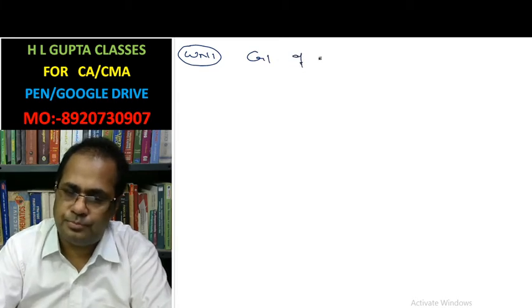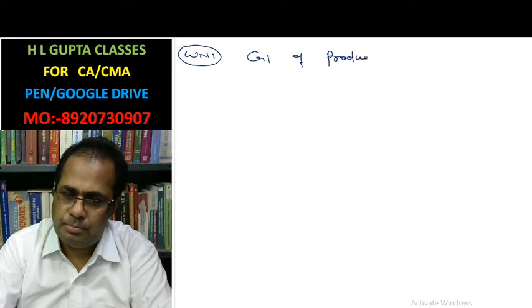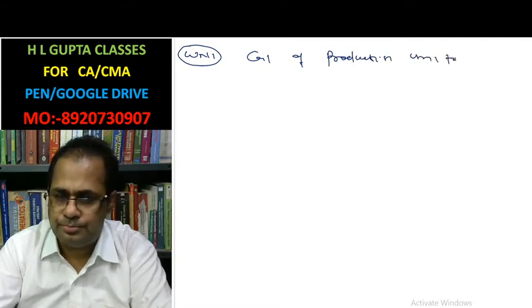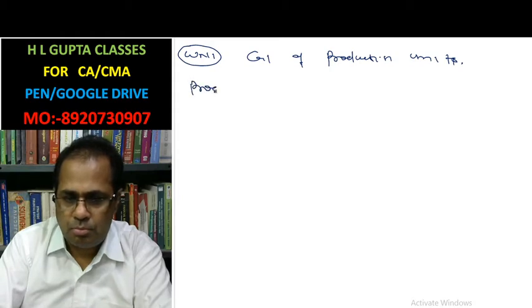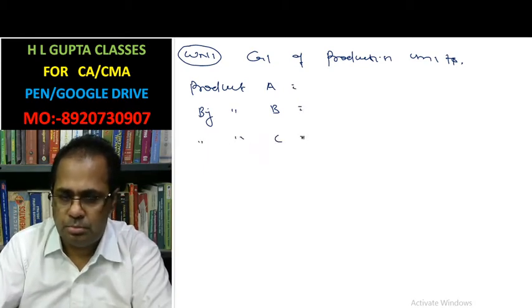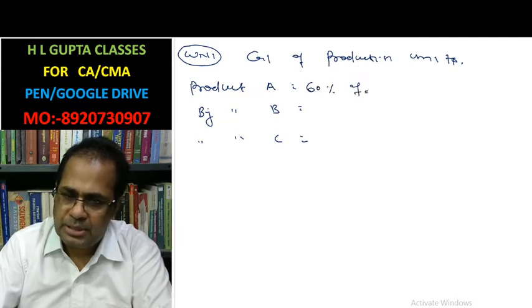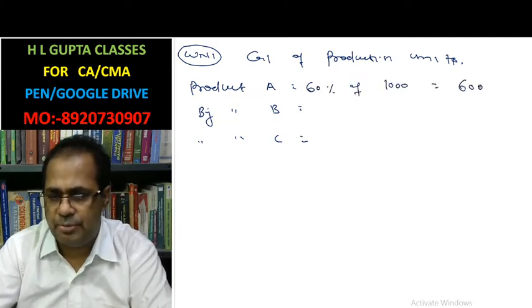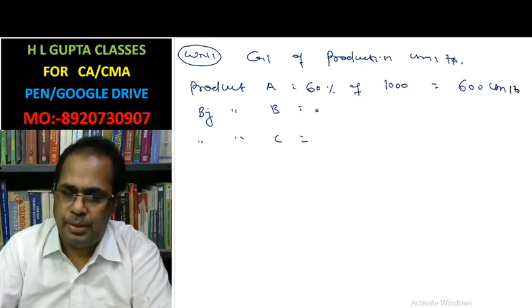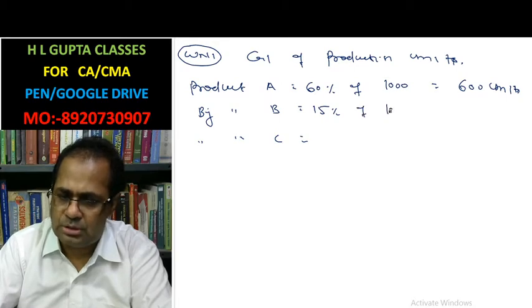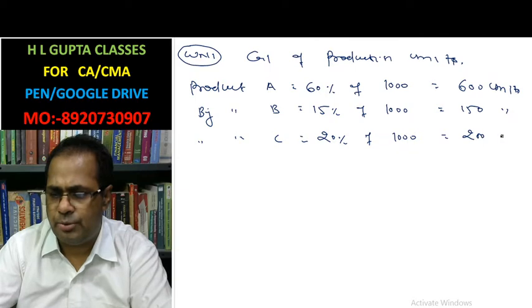Working note first: calculation of production units. Product A, byproduct B, byproduct C. 60% of 1000 units is 600 units, 15% of 1000, as given in the question, is 150 units, and 20% of 1000 is 200 units.